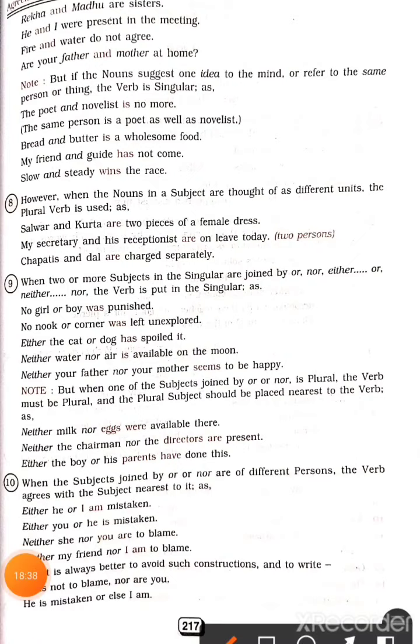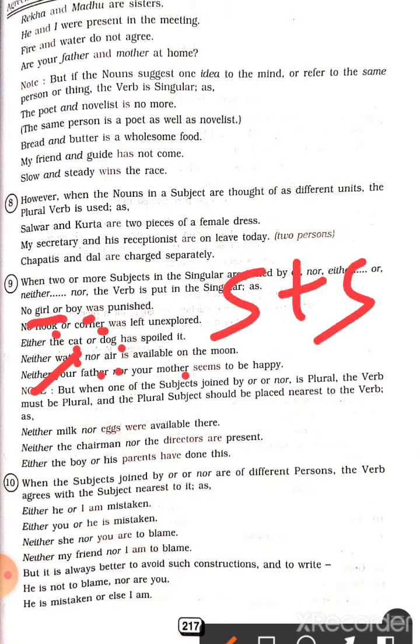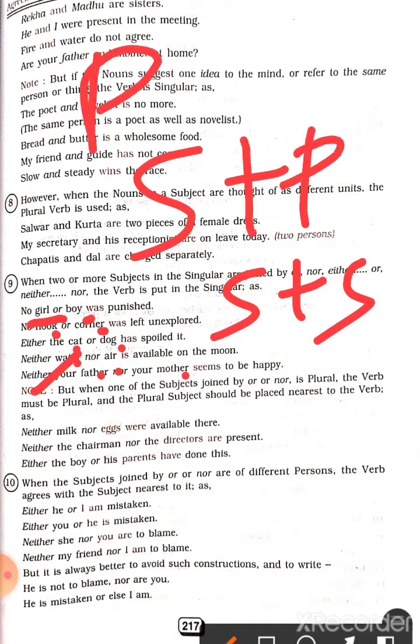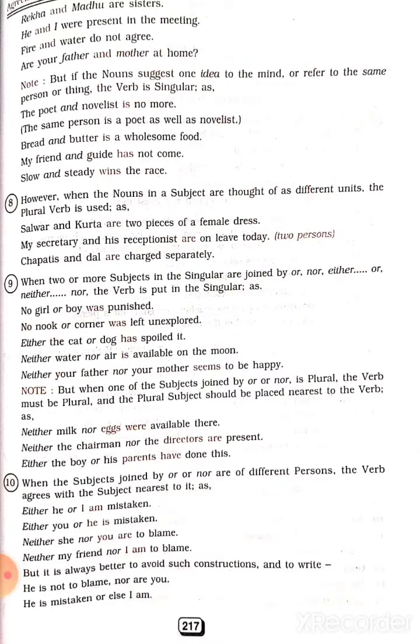But you have to note that when one of the subjects joined by or, nor is plural, here both are singular. See, girl and boy, nook and corner, cat and dog, water and air, father and mother, all these are singular plus singular. But what if one is singular and the other is plural? Or the first one is plural and the other one is singular? Then what will happen? Then what do you have to do?